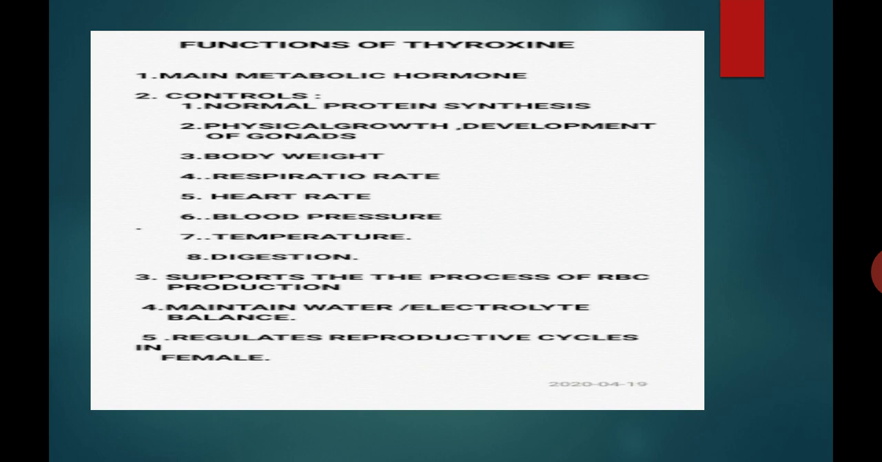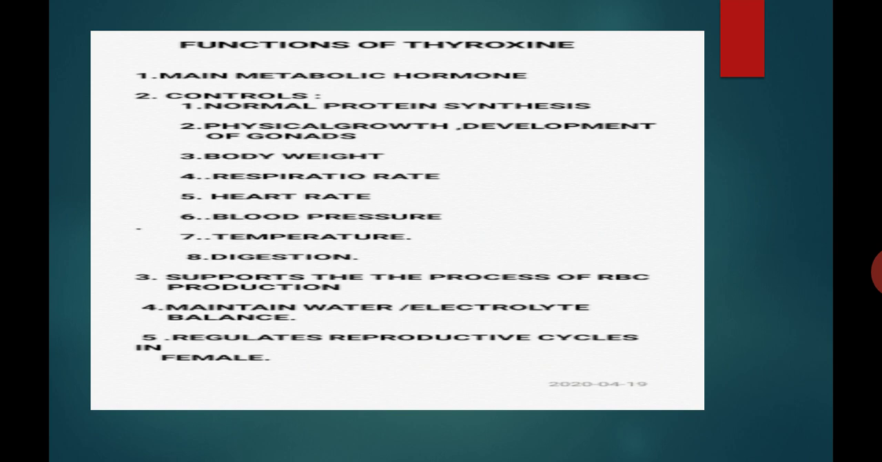So thyroxine hormone controls normal protein synthesis, physical growth and development of gonads, body weight, respiration rate, heart rate, blood pressure, temperature, and it also controls digestion. Function number 3. It supports the process of RBC production. So in addition, thyroxine hormone supports the process of RBC production.